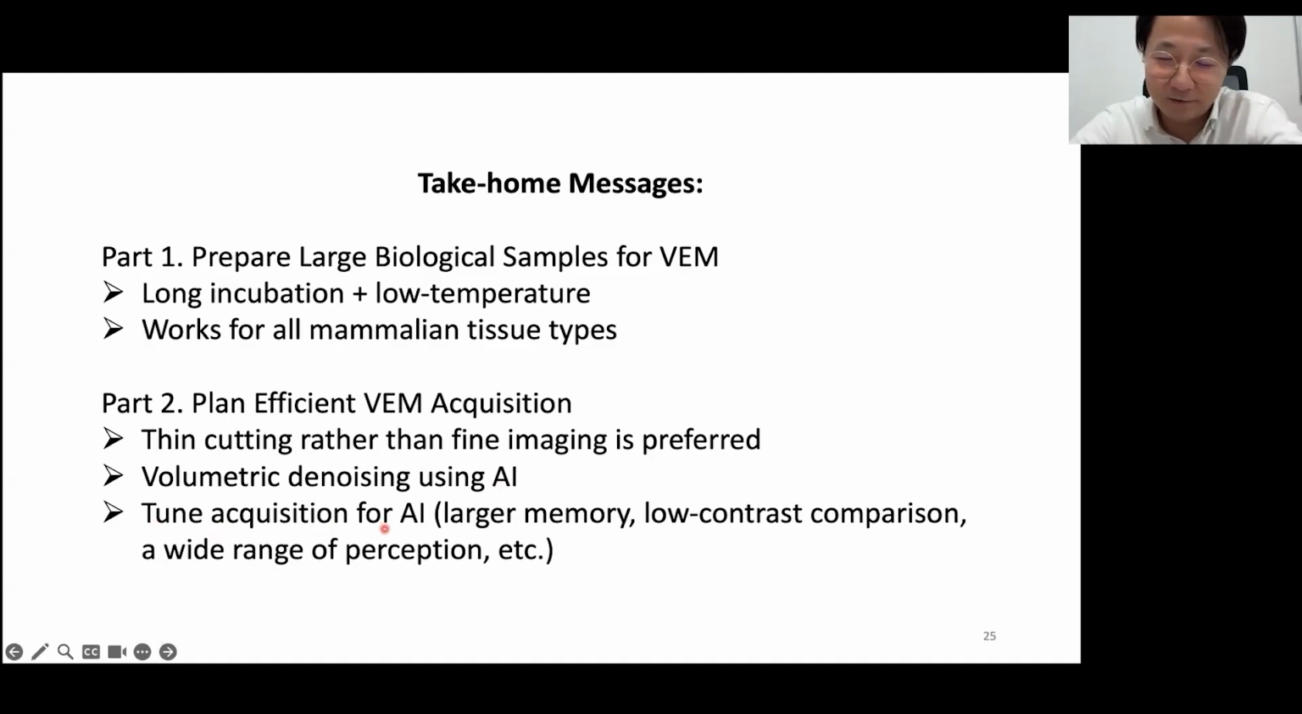Usually AI or the machine has a larger memory. They can remember hundreds of slices, not like humans. We can remember fewer slices, right? And they can do low contrast comparison. For example, it's digitalized, so you don't need to auto contrast for the machine. Inside the machine, they only compare numbers. Therefore, it can do very low contrast comparison. They have a very wide range of perception. So as long as it can capture the images, they can do a lot of powerful things.